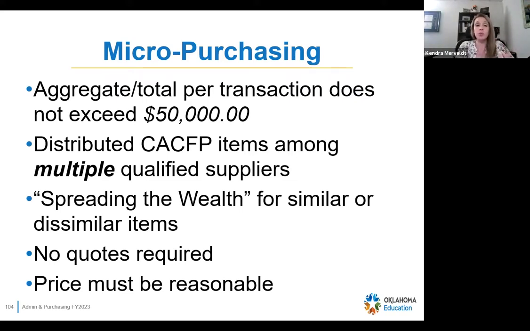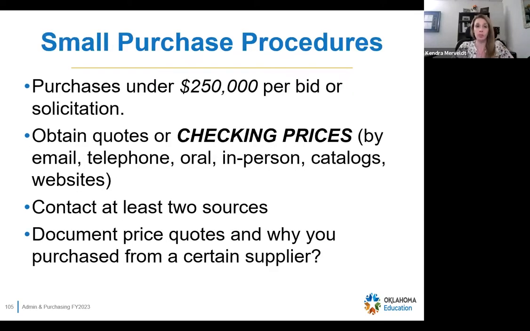Again, the price must be reasonable and you're not required to check prices. But a lot of you do check prices. And when you do check prices, you're actually doing small purchase procedures. So you can do anything informal when you're spending under the $250,000 per bid or per vendor or per solicitation. So this is when you do check prices. It can be by email, by phone, in person, by catalogs.